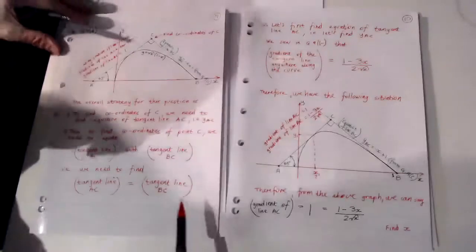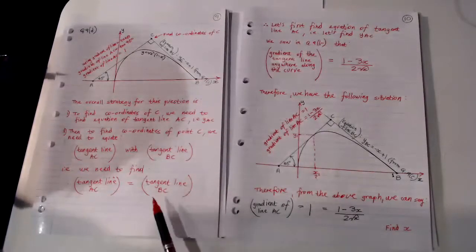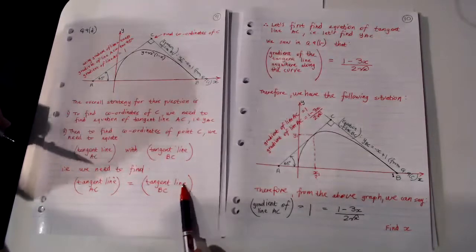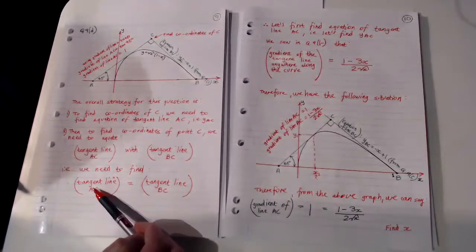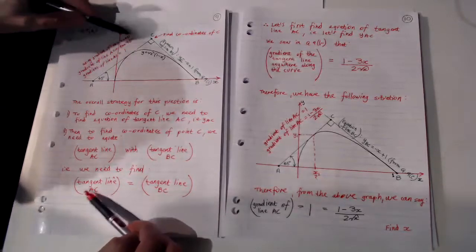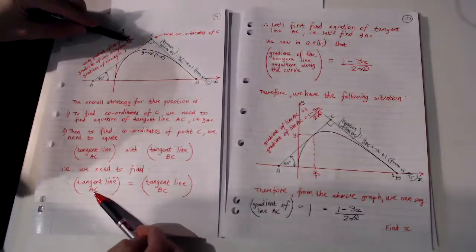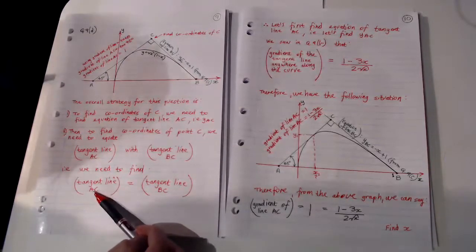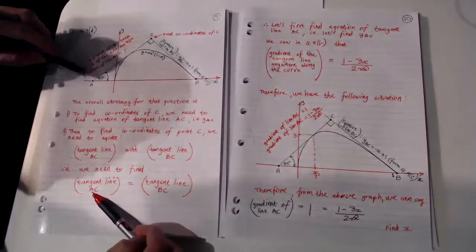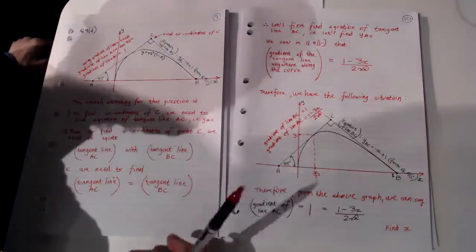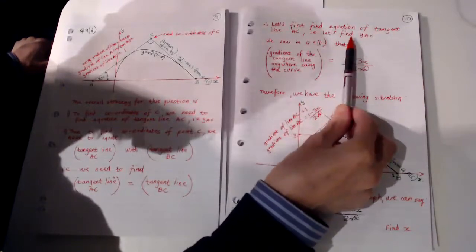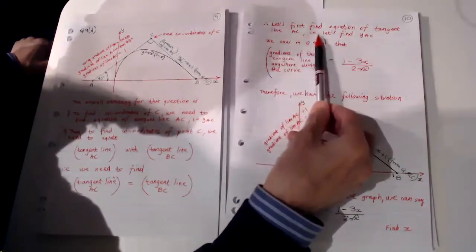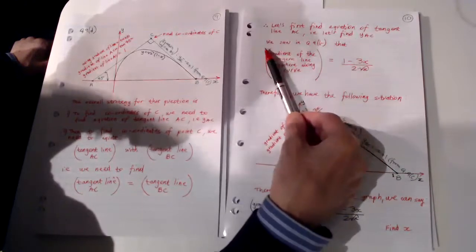We know from our earlier calculation the equation of the green tangent line BC, but we don't know at this point the equation of the green tangent line AC. So now we've got to find the equation of the green tangent line AC. How do you do it? Therefore, let's find the equation of the green tangent line AC, that is, let's find y AC.